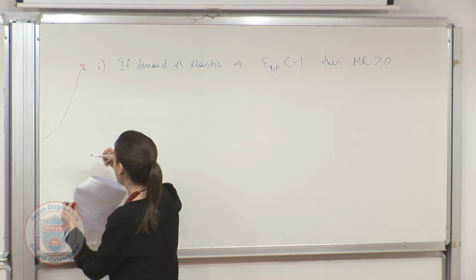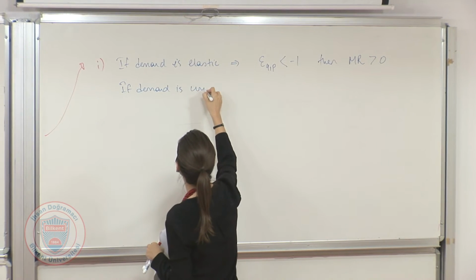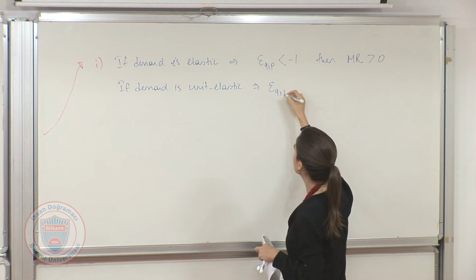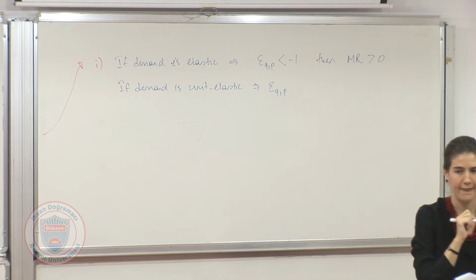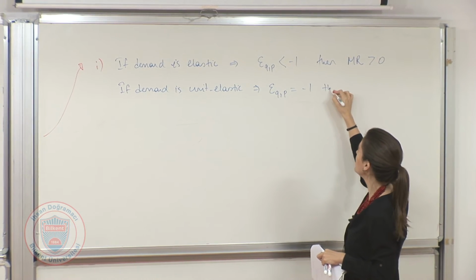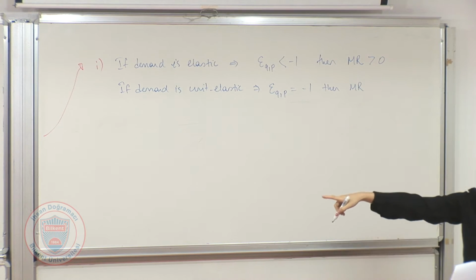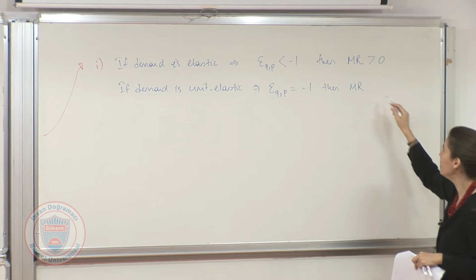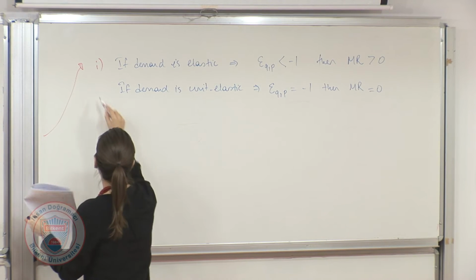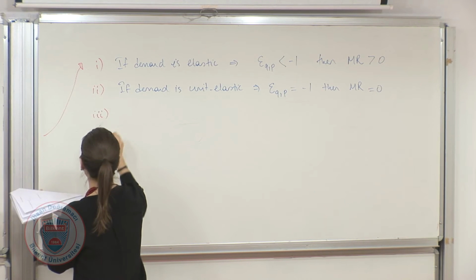So another one, we can say that if demand is unit elastic, then what is it? This elasticity is equal to 1 or -1, right? Then we said marginal revenue is what? If I put -1 there, marginal revenue is 0, right? So, fine. And then let's actually think about this guy, the third one.